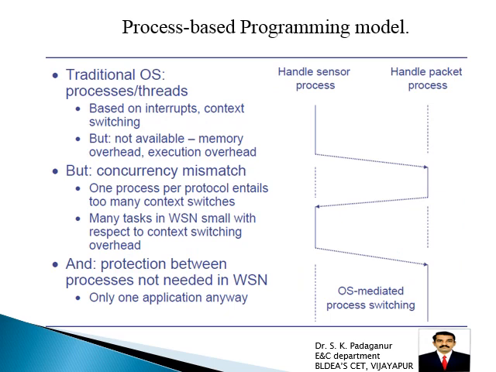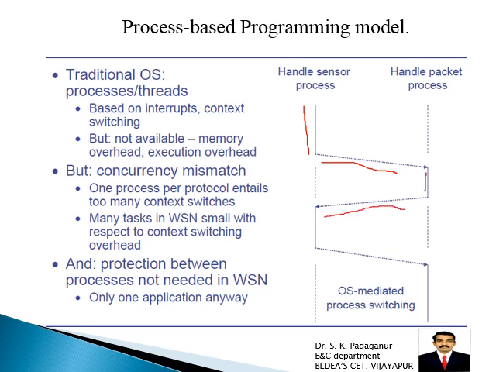Then the second one is the process based programming model. In the traditional OS we have this. Based on the interrupts, context switching takes place. Since it is concurrent in nature, suppose you can see here, I just take the pen. It will execute the sensor process. If any process comes, suddenly the control will pass from the sensor process to the packet process. After completing this process, it will return back to the sensor process.